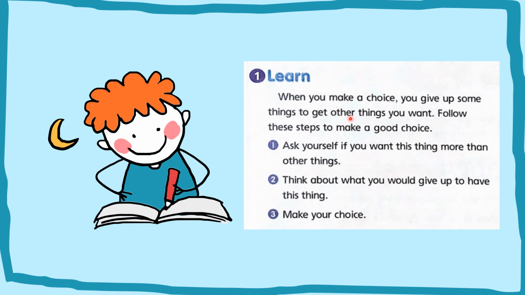Now when you make a choice, you give up some things to get other things you want. Follow these steps to make a good choice. You're going to always follow these steps when you want to make a good choice. You have to first of all ask yourself if you want this thing more than the other things. So whenever you see a couple of things and you cannot decide which item to select, you have to ask yourself which is more important out of these things. And then the second step is you have to think about what you would give up to have this thing.